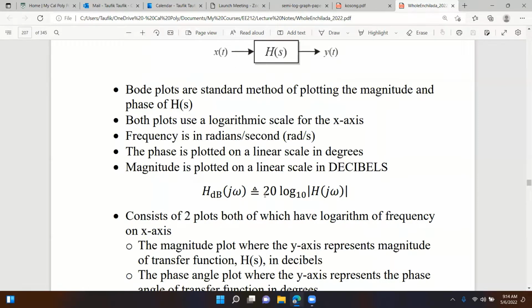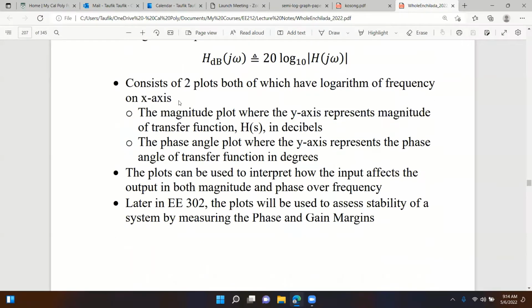Decibels is defined mathematically to be 20 times log base 10 of the gain. You'll see later on that this actually has some benefits. And then the phase angle itself is plotted on the y-axis using the angle, so the unit is degrees, right? So again, it consists of two plots, both of which have the logarithm of frequency on the x-axis: the magnitude plot and the phase angle plot.